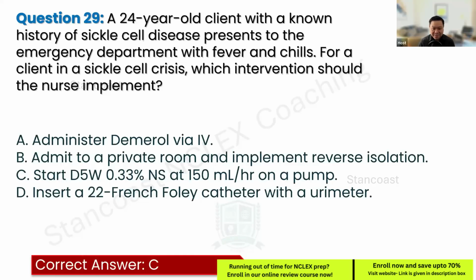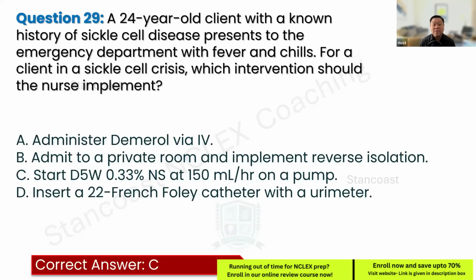Increasing IV fluids will help dilute the blood, and this can also reduce the sickling by preventing dehydration. If you selected letter A, this is incorrect because Demerol is not recommended for pain in sickle cell crisis because of the risk of seizures from metabolite buildup. B is also incorrect because reverse isolation is not specifically required for a patient in sickle cell crisis. While clients with sickle cell disease are prone to infections, isolation is not really a routine intervention solely for managing a crisis.